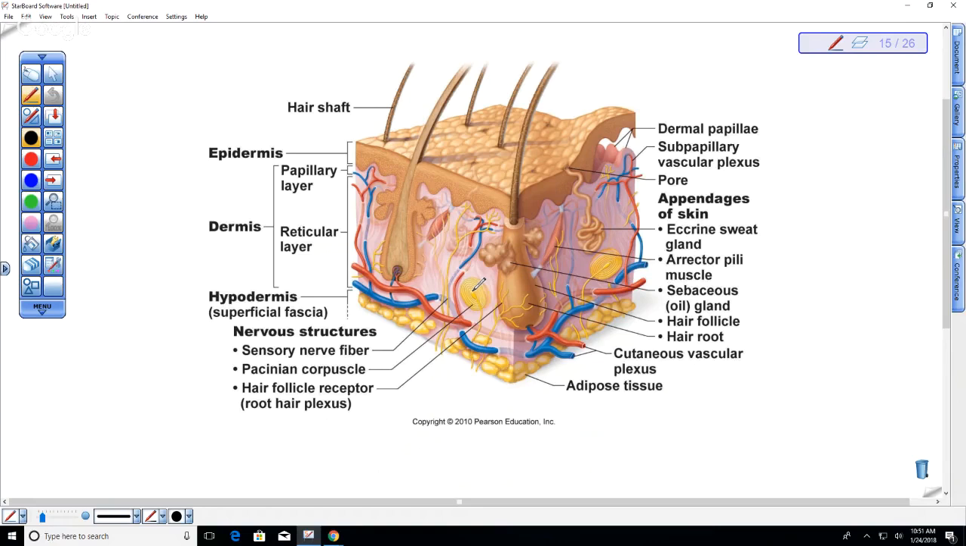We also have associated with the hair follicles, skeletal muscles. So these muscles right here are what cause our hairs to stand on end when we are afraid. Sometimes we also get goosebumps. And goosebumps generally, they can be fear-induced, but they can also be cold-induced.